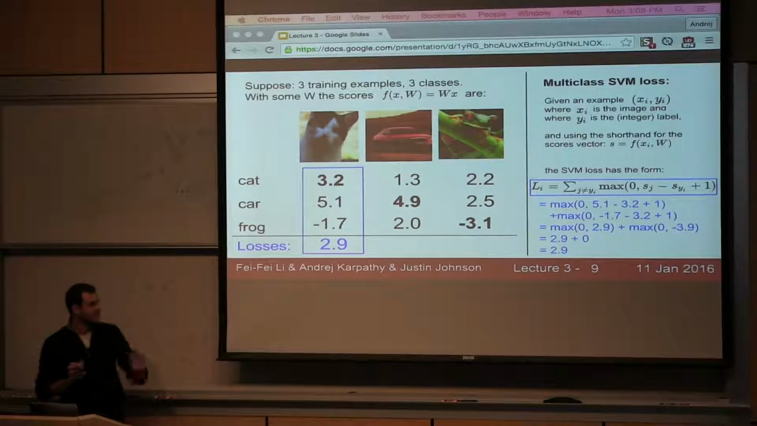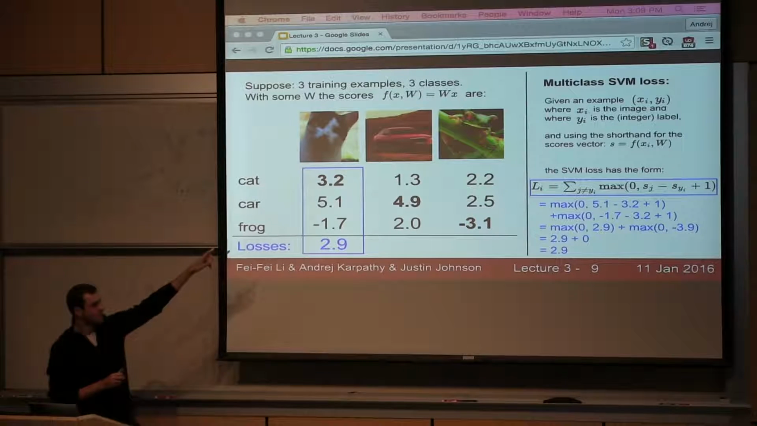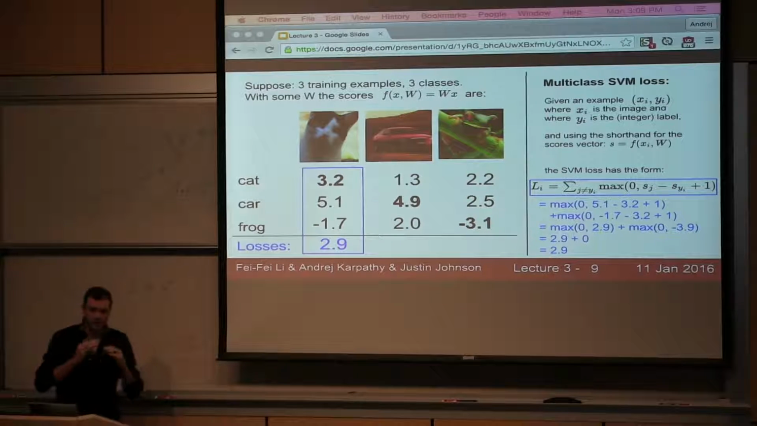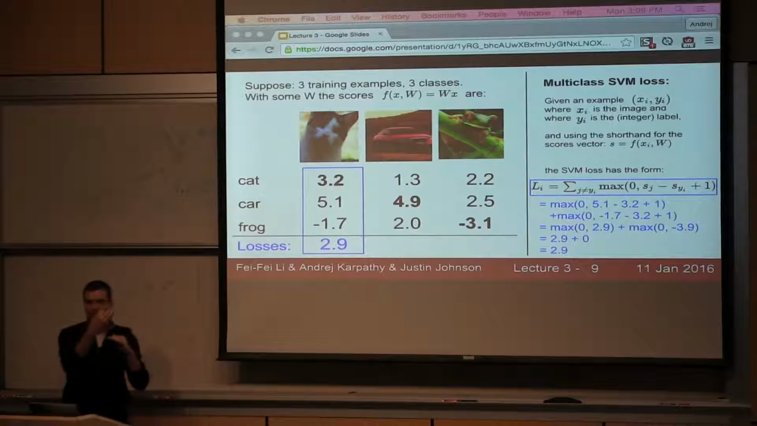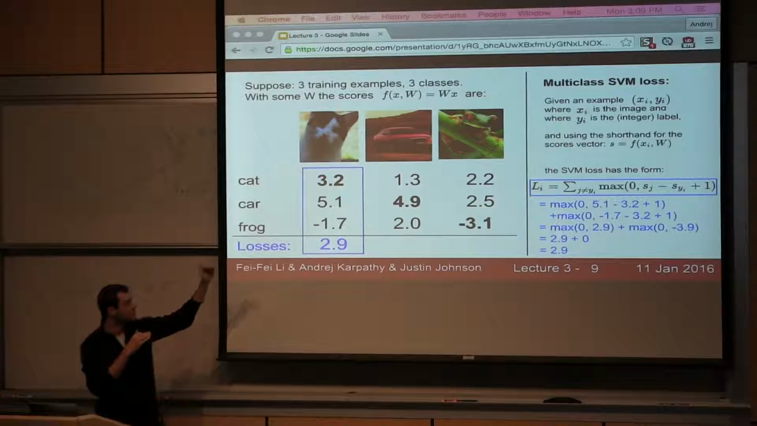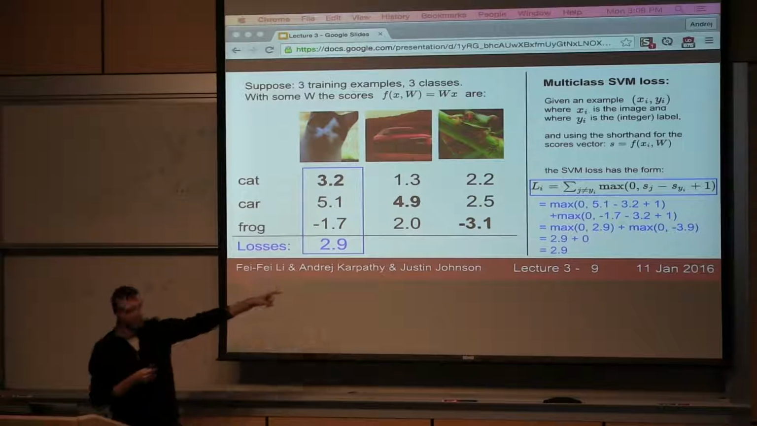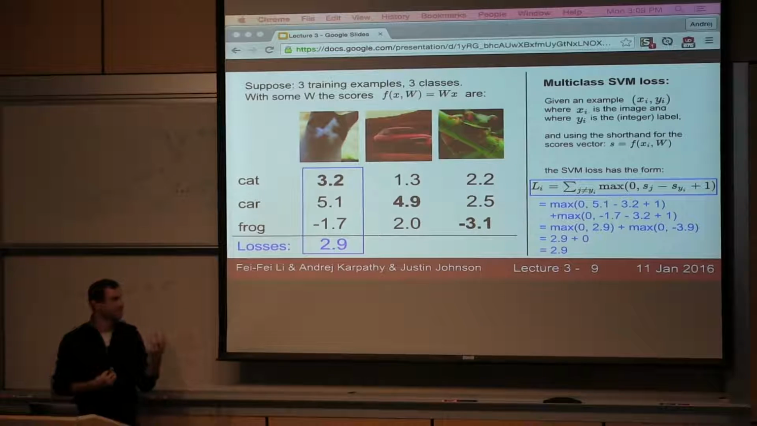So intuitively, the way this worked out, the cat score is 3.2. So according to the SVM loss, what we would like ideally is that the scores for all the incorrect classes are at most 2.2. But the car class actually had a much higher score, 5.1, and this difference between what we would have liked, which is 2.2, and what actually happened, which is 5.1, is exactly this difference of 2.9, which is how bad of a score outcome this was.